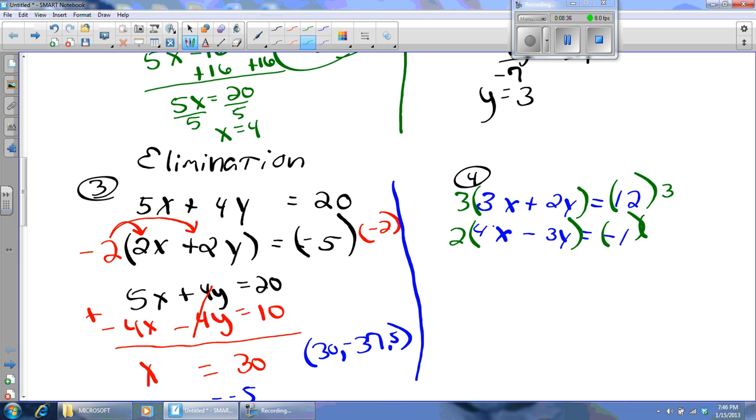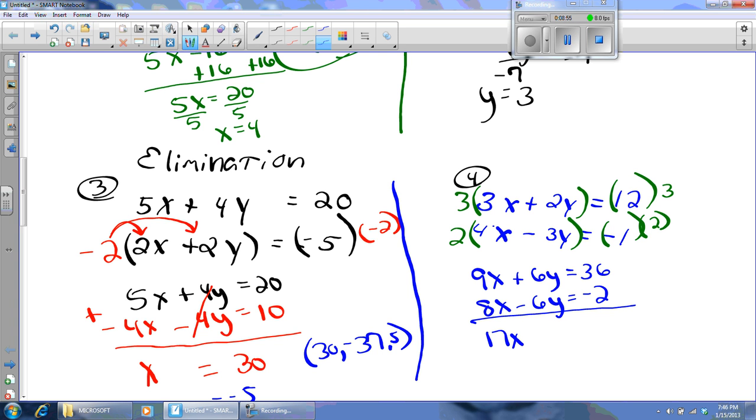And when I do that, my top equation becomes 9x plus 6y equal to 36. My bottom equation becomes 8x minus 6y, which equals negative 2. 17x equals 34. Divided by 17, x equals 2.